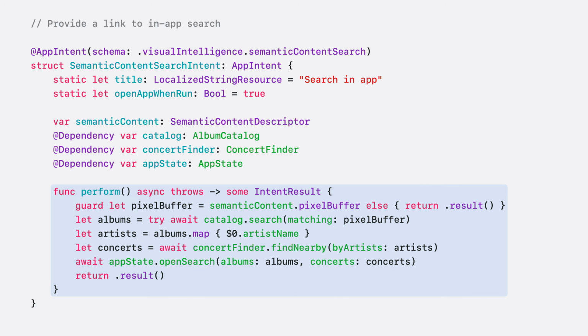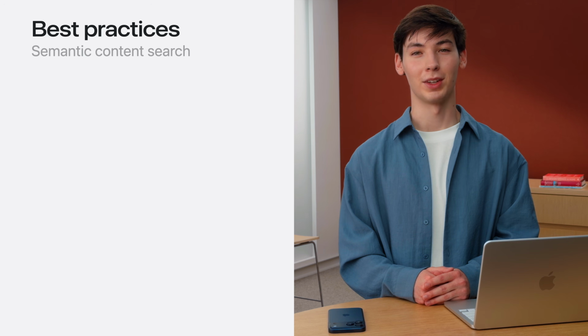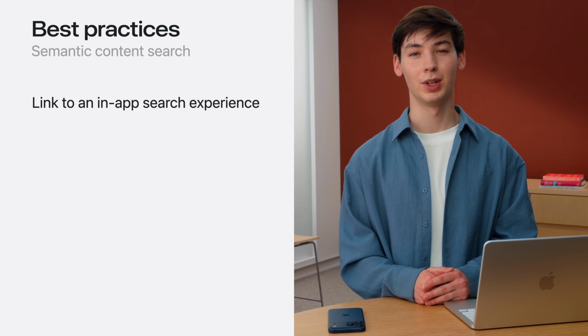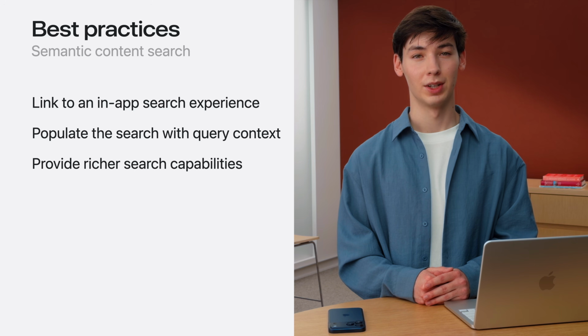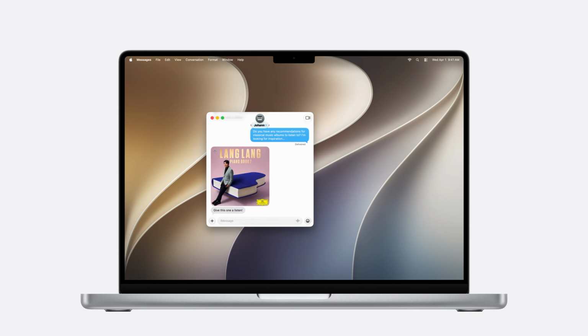In Perform, I'll navigate to an in-app search view with some pre-populated search results. Now, when someone taps More Results, they'll land in my app's full search experience. It's good practice to use semantic content search to give people a way to continue into your full search experience. And you can pre-populate your search view based on the input context, rather than starting from scratch. Your app can show much more than the visual intelligence results view: filters, categories, the full depth of your content. Take advantage of that. Let's see everything we've built in action.